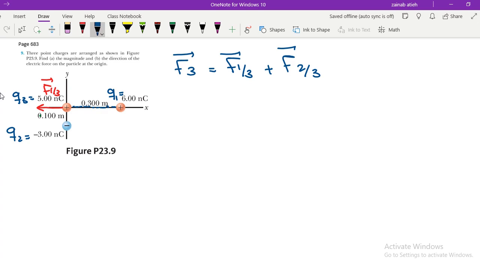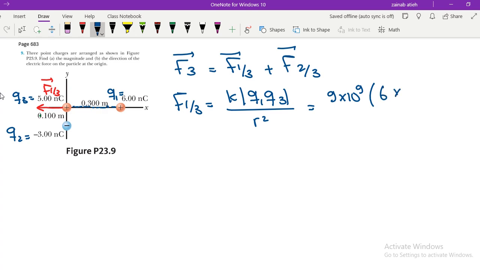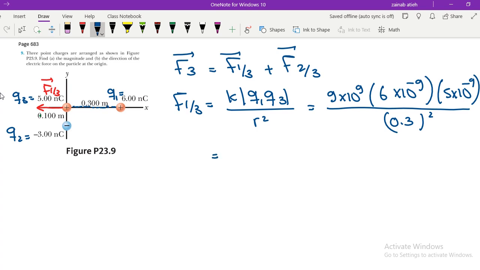Okay, so let's find the magnitude. F1 on 3 is equal to K times the absolute value of Q1 Q3 over r squared, the distance between 1 and 3. It's equal to 9 times 10 to the power 9, times Q1, which was 6 times 10 to the power minus 9, times Q3, which was 5 times 10 to the power minus 9. Remember that nanocoulomb is times 10 to the power minus 9, micro is times 10 to the power minus 6. Over r, the distance separating them, which is 0.3 meter. No need to change the unit, so it's 0.3 squared. Calculating this, we get 3 times 10 to the power minus 6 newton. I've written the magnitude.